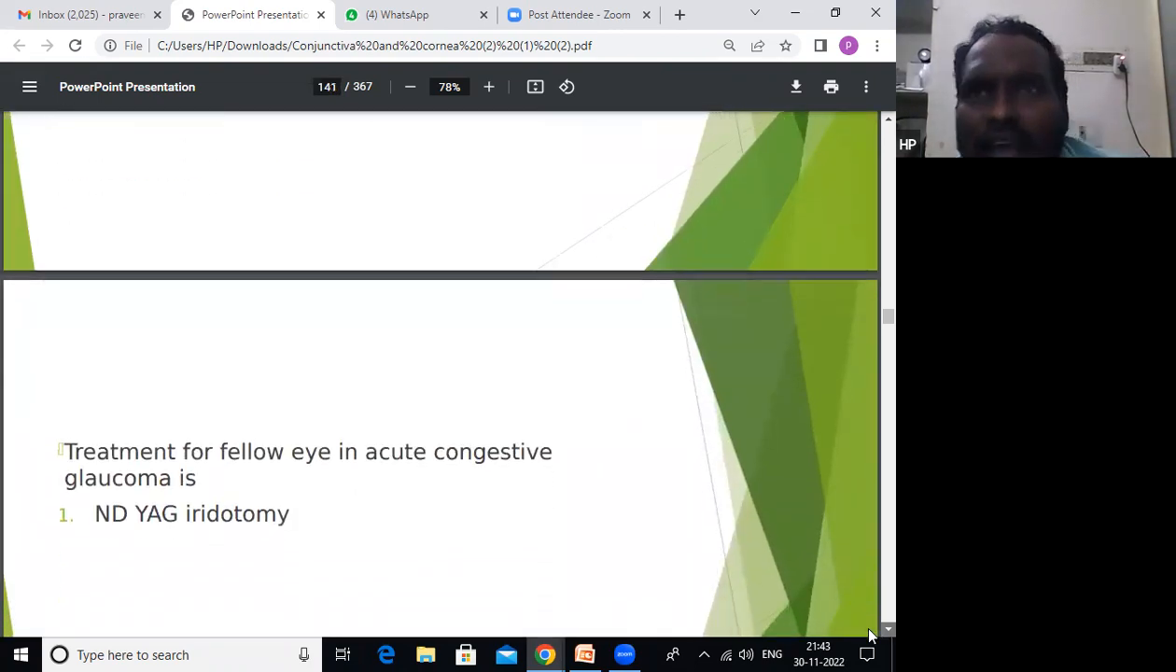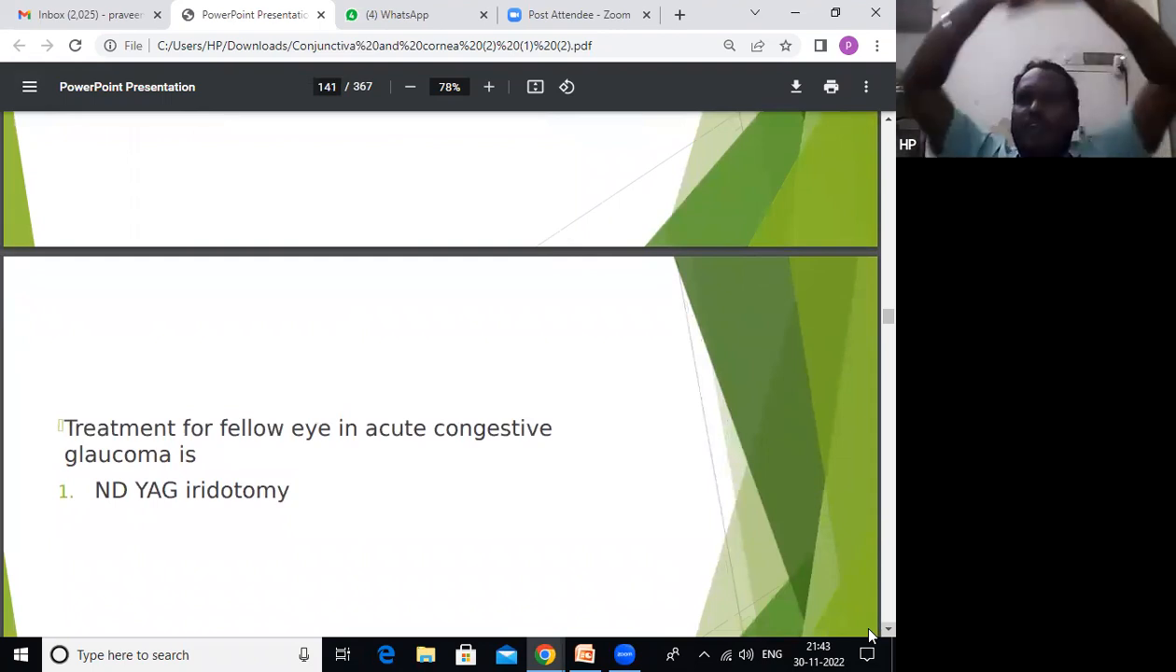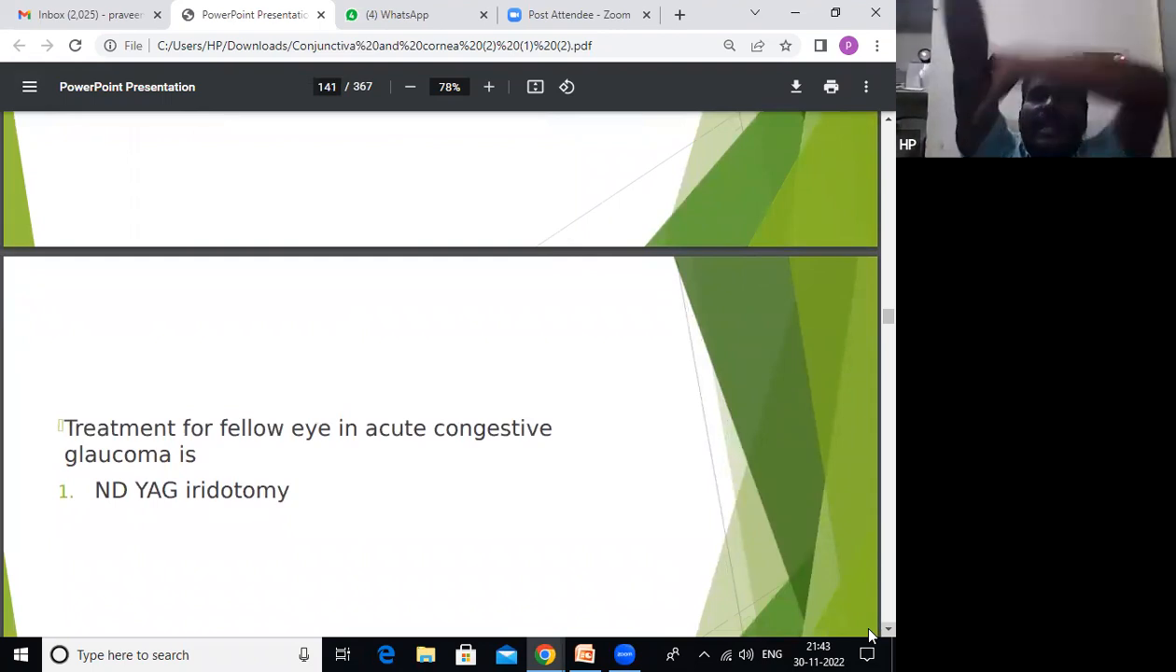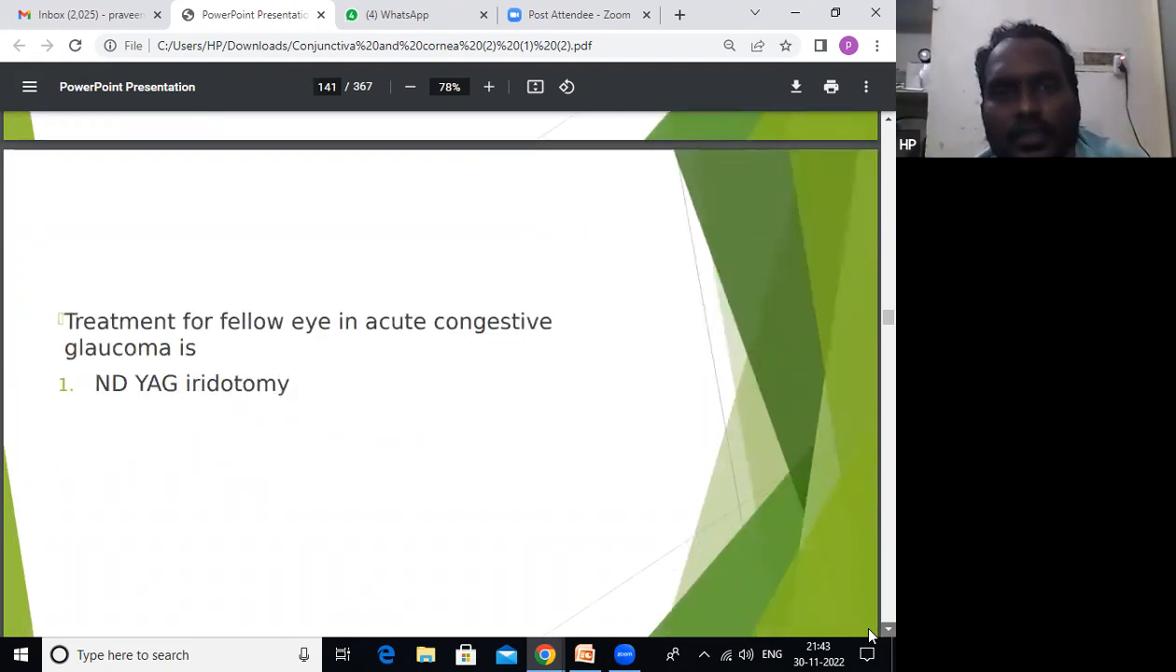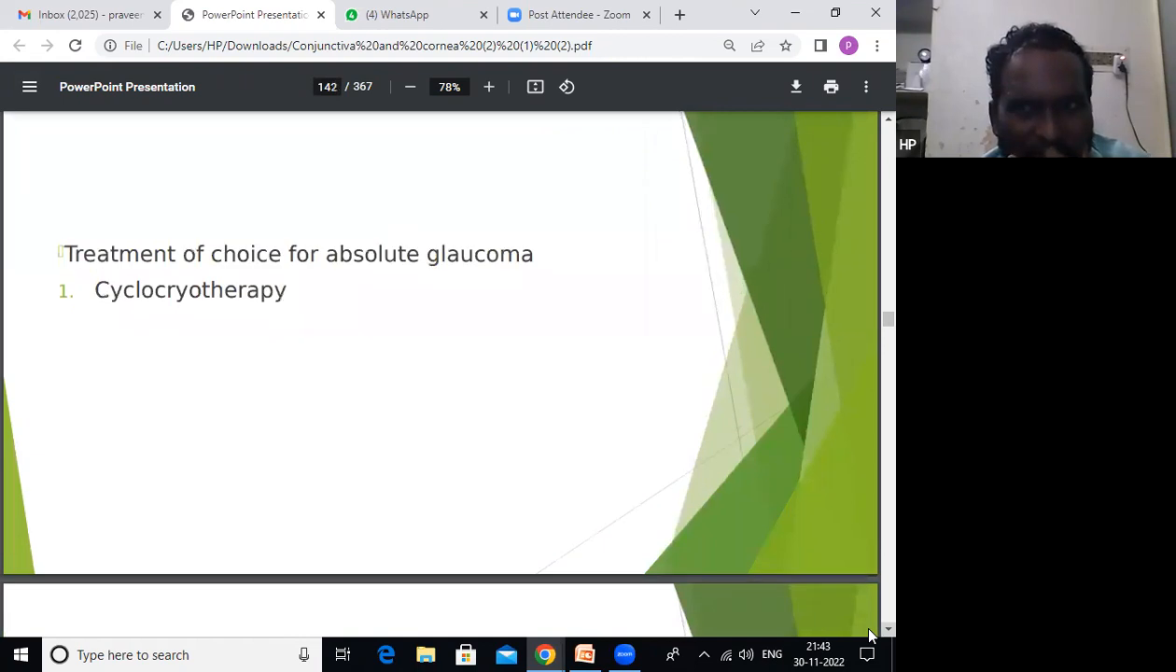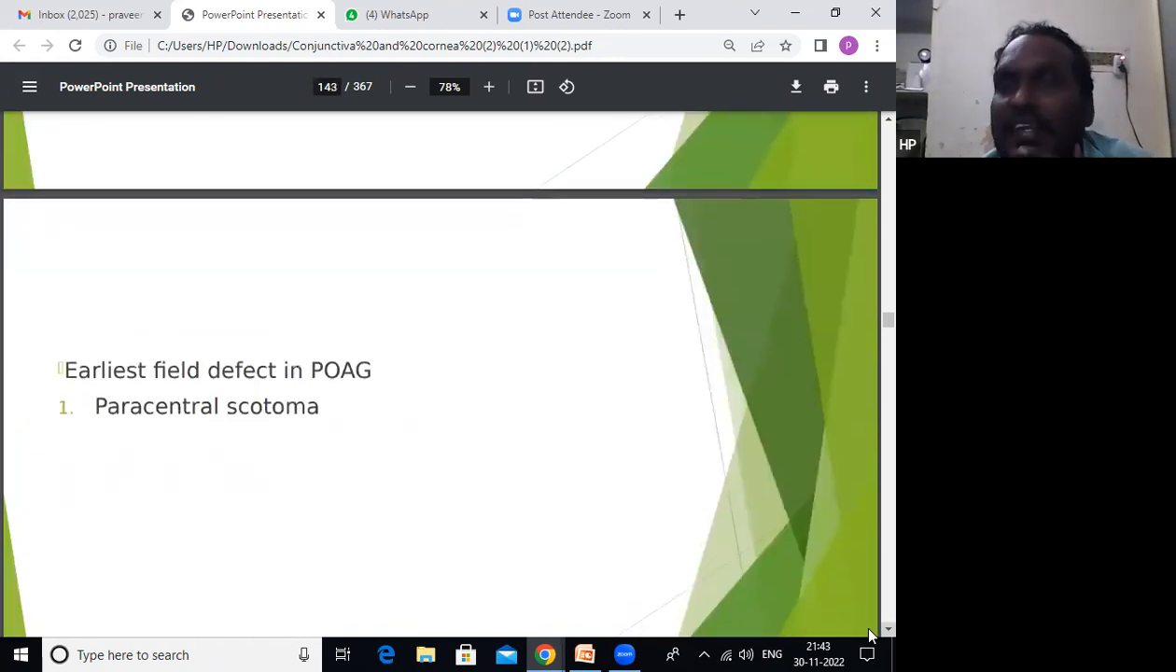So this is always a fancy question. Treatment of choice for the fellow eye in acute congestive glaucoma is laser iridotomy. Earliest field defect in primary open-angle glaucoma is paracentral scotoma.